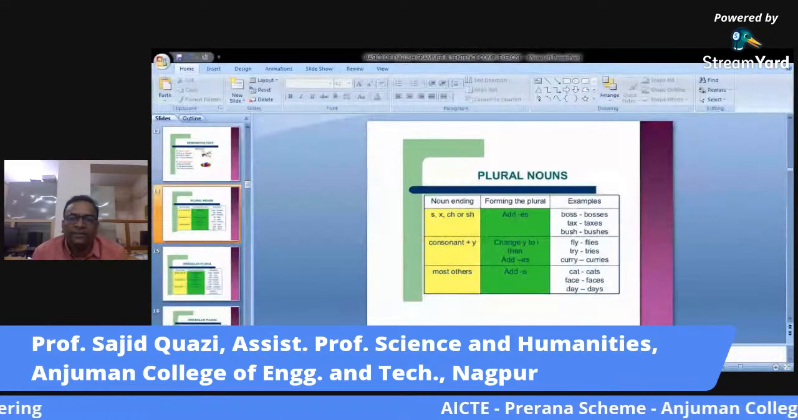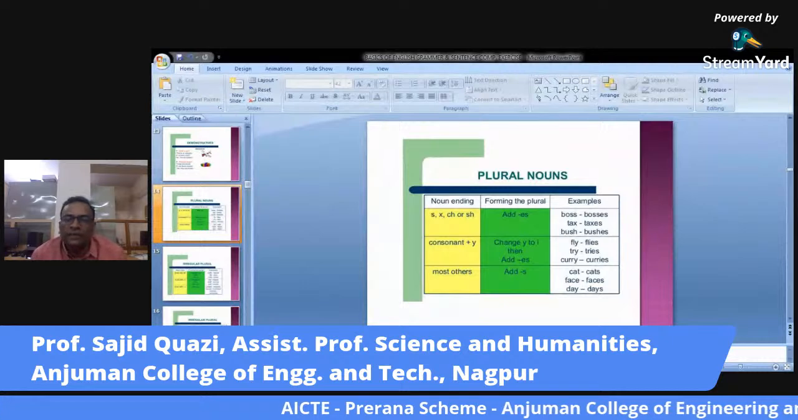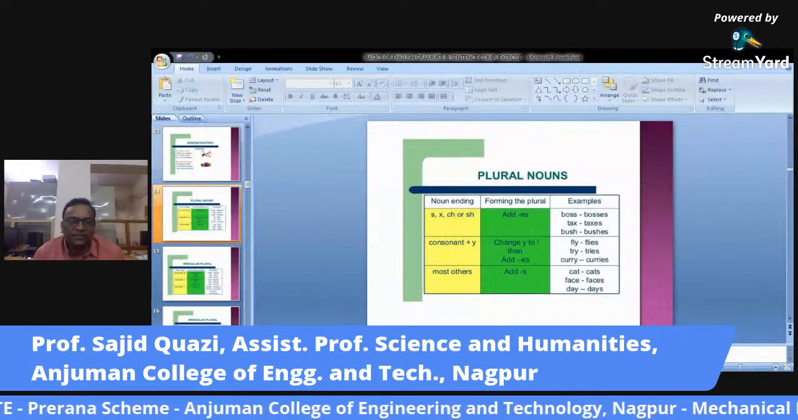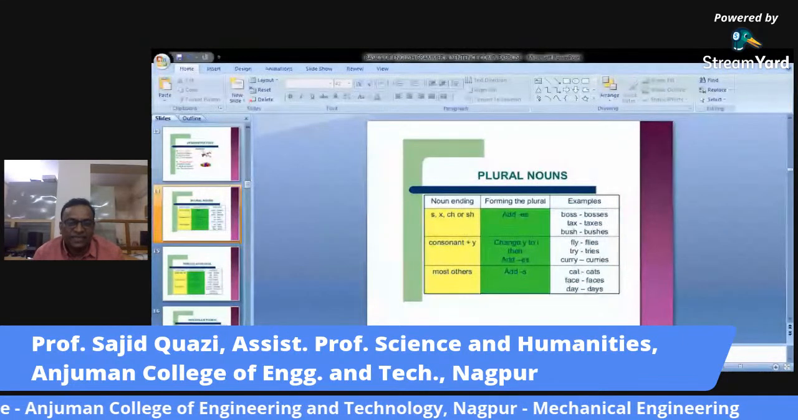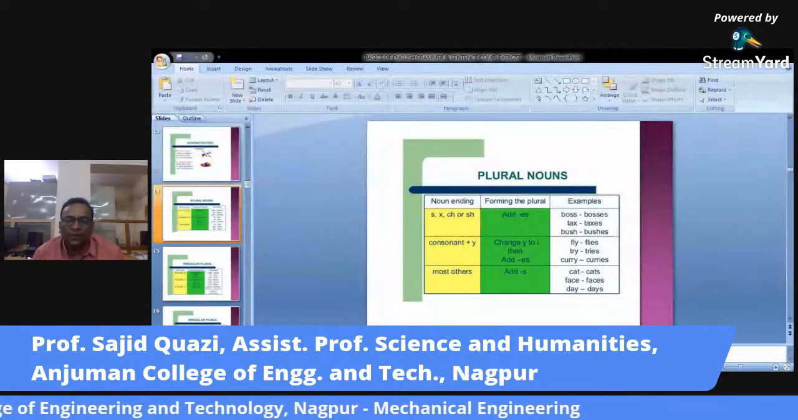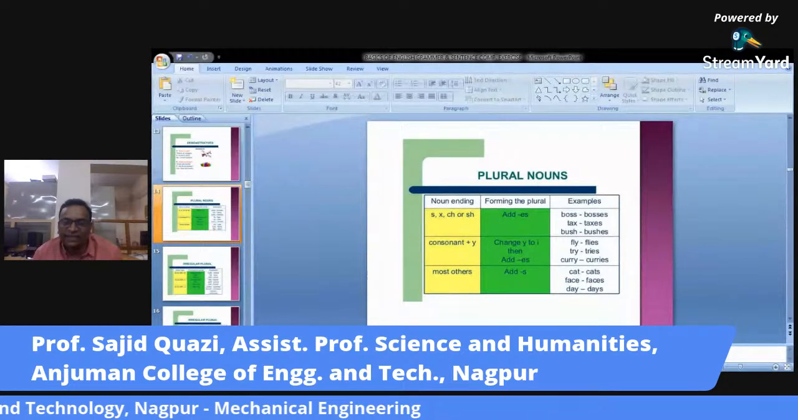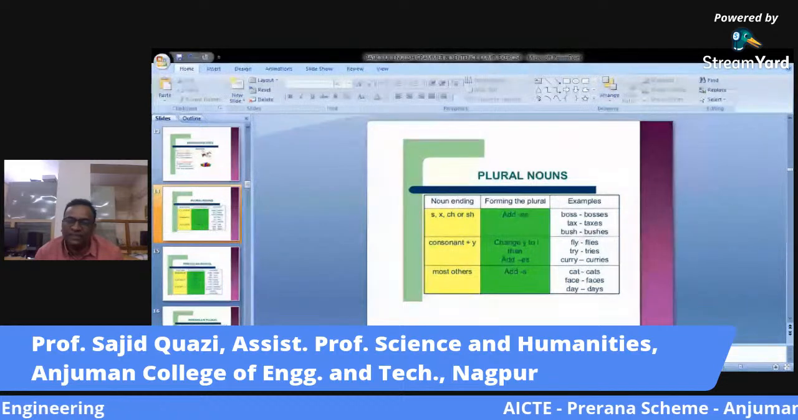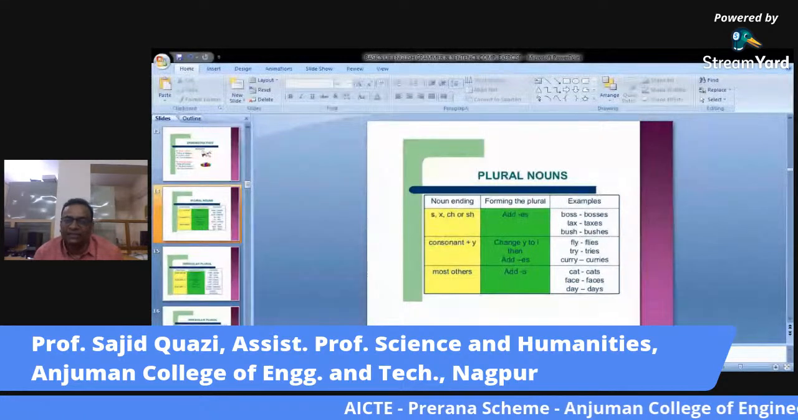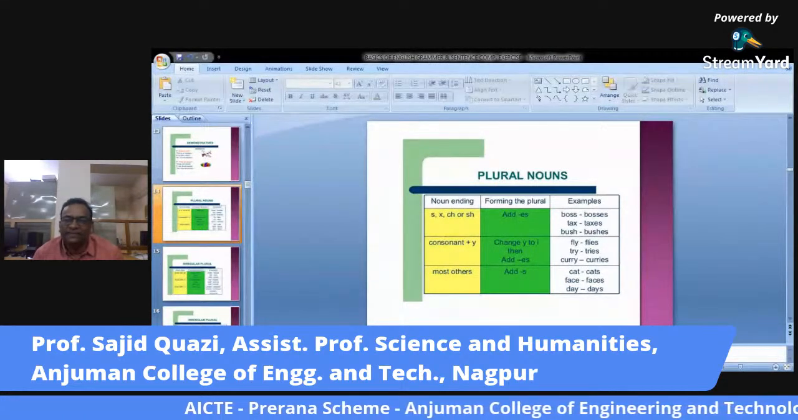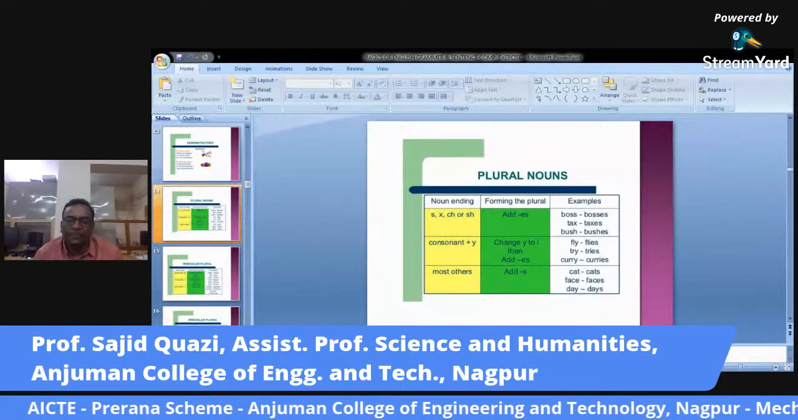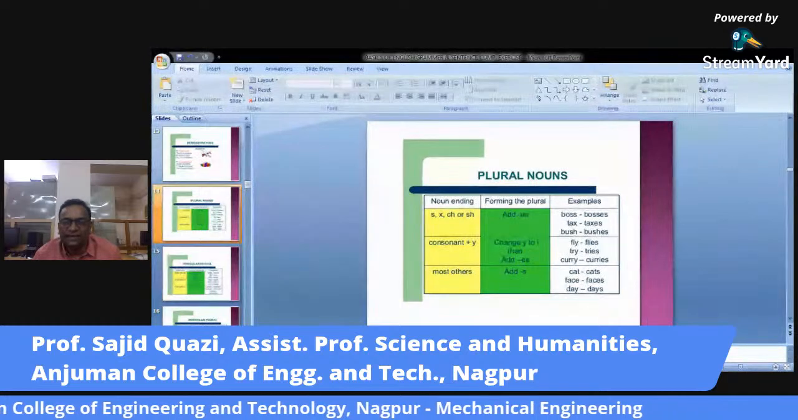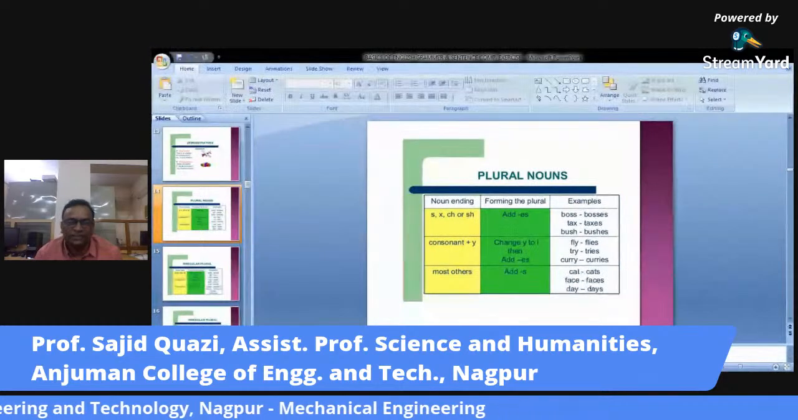Noun endings, forming the plural, and examples. For nouns ending with s, x, ch, or sh, to form the plural, add es. For example: boss, bosses. Tax, add es, that is taxes. Bush, add es, and the word forms bushes.